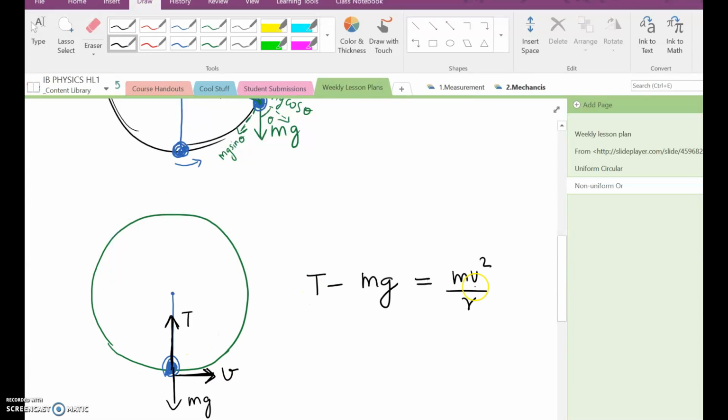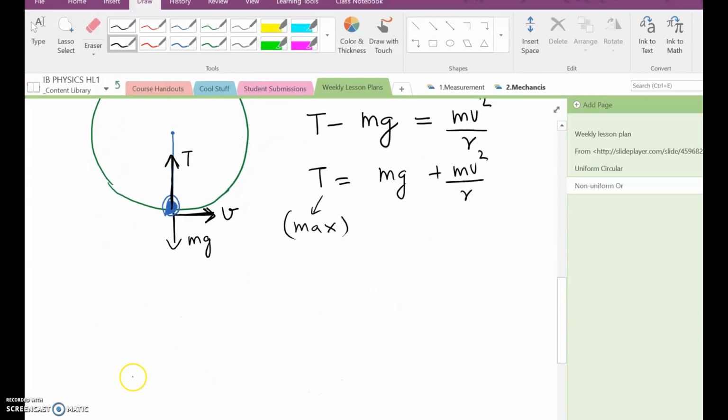So T minus mg equals mv squared over r. Therefore we can write T as mg plus mv squared over r. So this value of tension is going to be the maximum tension throughout the circular path. As the mass describes the vertical circle, the tension is not constant, it keeps changing, and the tension is maximum at the lowest position in the circle.